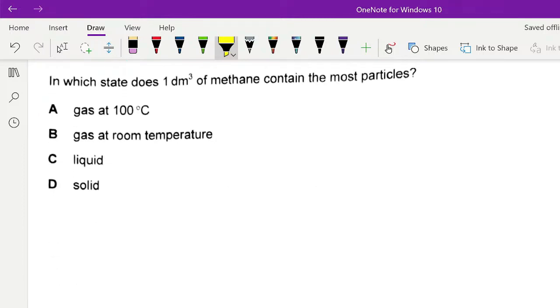In which state does 1 dm cube of methane contain the most particles? The most particles would be solid, because when a substance is solid, the particles are very close to each other, and that's why solid doesn't really get compressed that easily, if at all. Gas particles are very far apart. So solid has the most particles per unit volume.